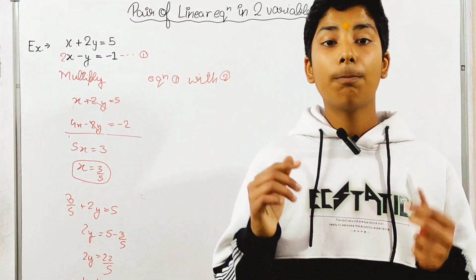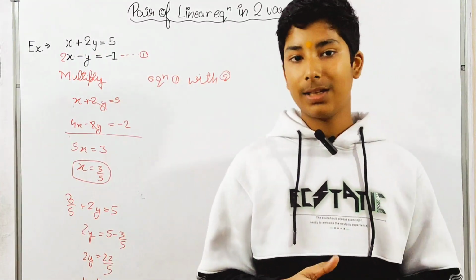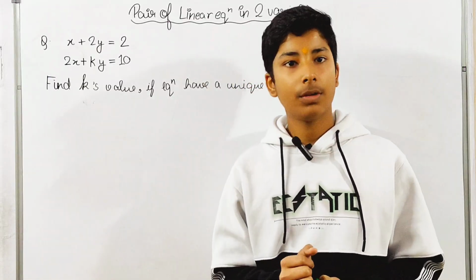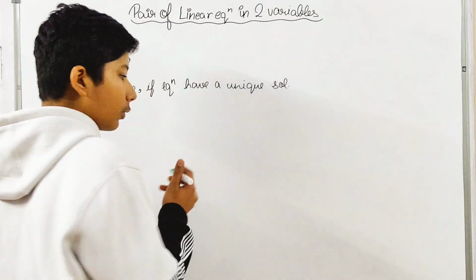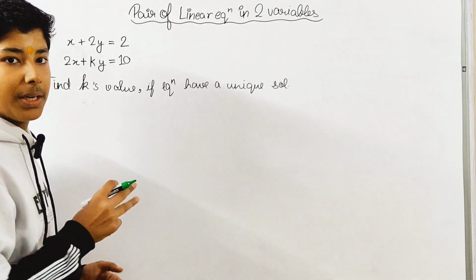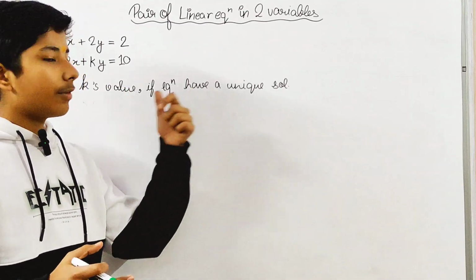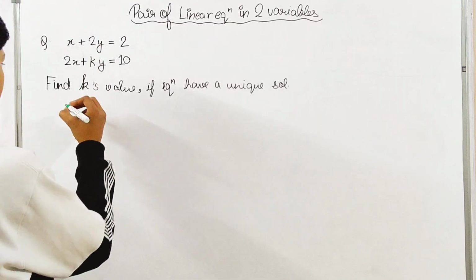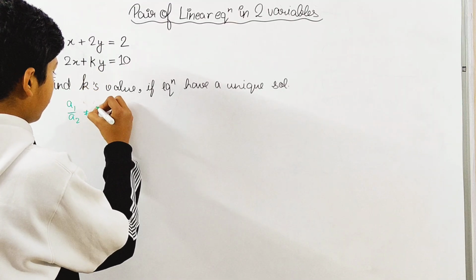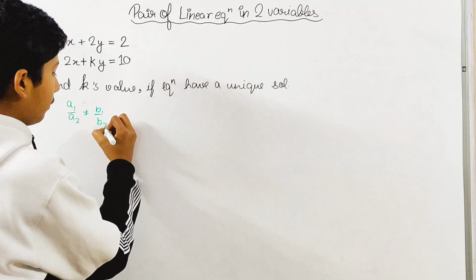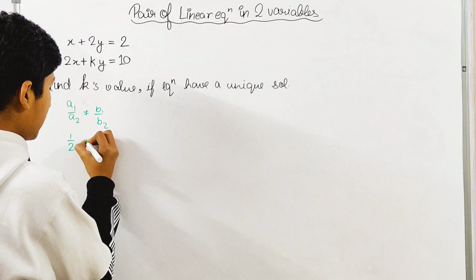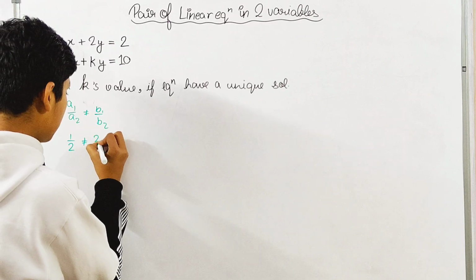Now we will approach the questions which we have to do. We will continue with these. Okay, so in the first question over here, it is a different kind of question. It has been given to us that the equations have unique solution, means a1 by a2 not equals to b1 upon b2, which means that 1 by 2 not equals to 2 by k.